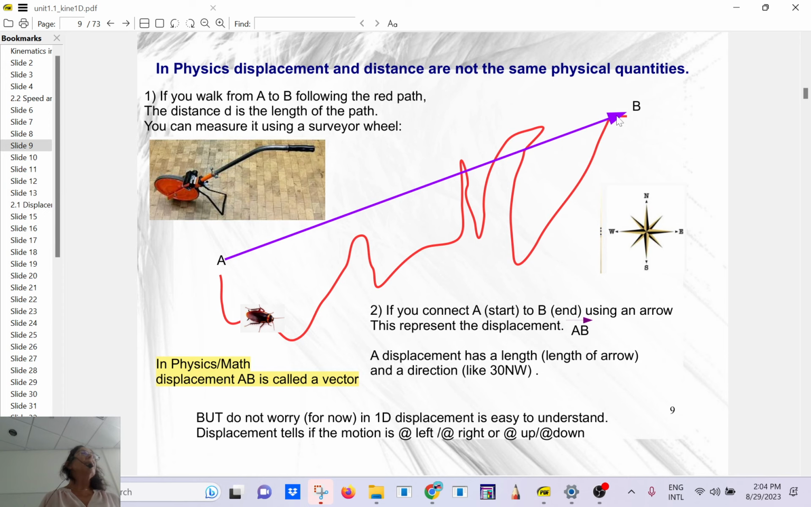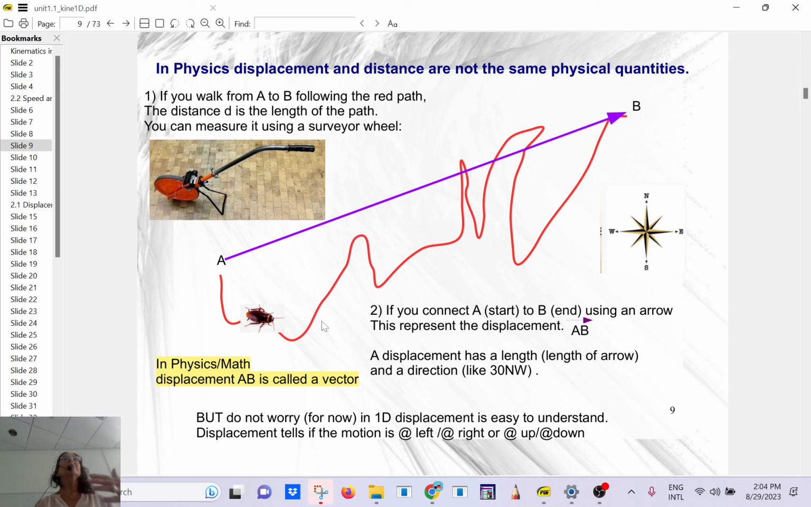In physics, what we call the distance is going to be the length of that path. So that will be the distance. The distance is a scalar, meaning it has a magnitude and a unit. It means how much distance was covered. Maybe it's going to be in inches for a cockroach, could be in meters or miles. So that will be the distance.